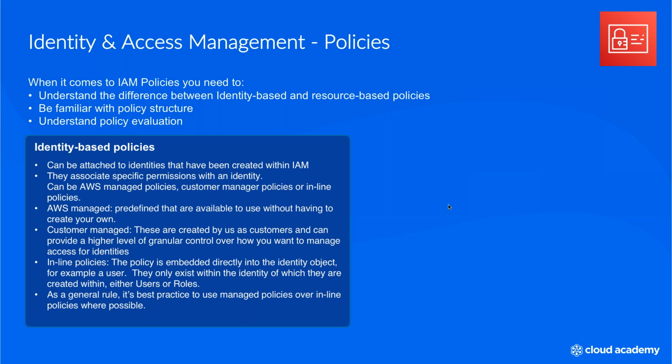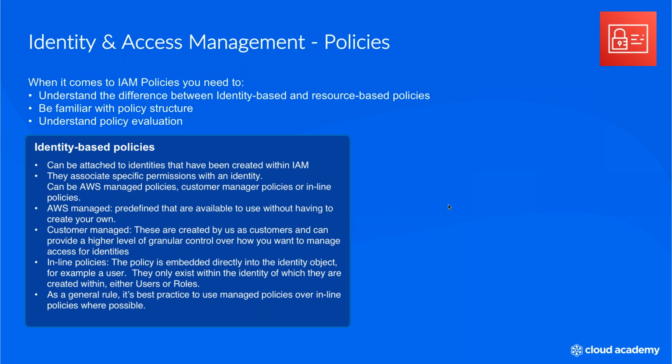So the AWS managed policies are predefined policies that can be found within IAM, and they are available to use without having to create your own policies. So they're just a list of predefined policies that you can just select. The customer managed policies are policies that have been customized by us as customers, and they give you far more granular control over how you want to manage access for identities than those of AWS managed policies. Because when you look at the AWS managed policies, they might not fit exactly what you need for your specific needs. So you just need to create your own ones.